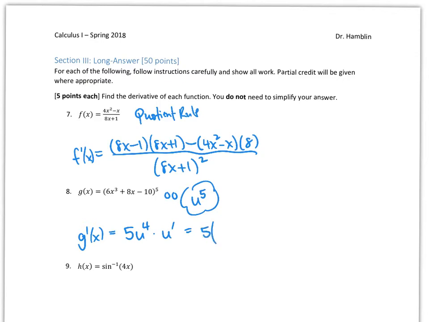So that's 5 times (6x cubed plus 8x minus 10) to the 4th power multiplied by the derivative of that inside function. The derivative of 6x cubed is 18x squared, the derivative of 8x is 8, and the derivative of minus 10 is 0. So that's my derivative.